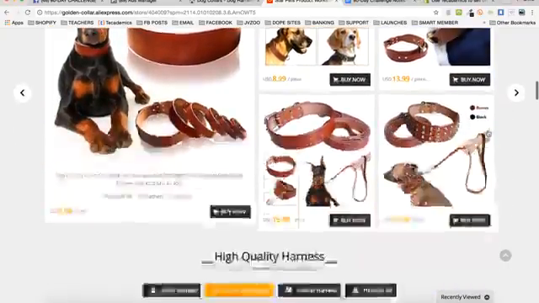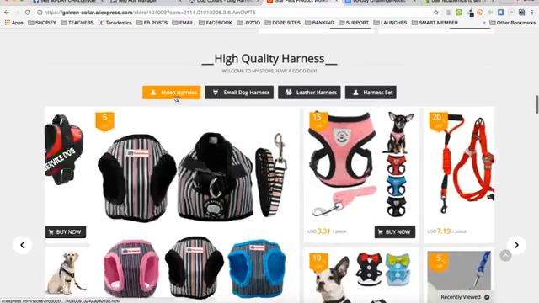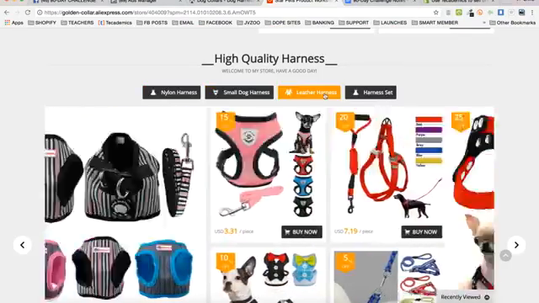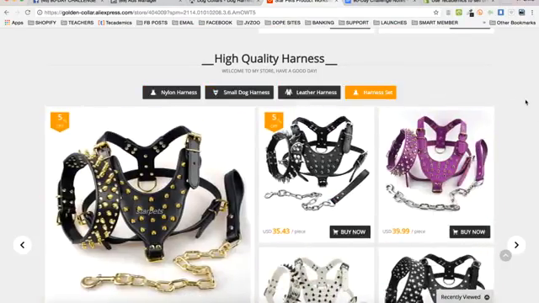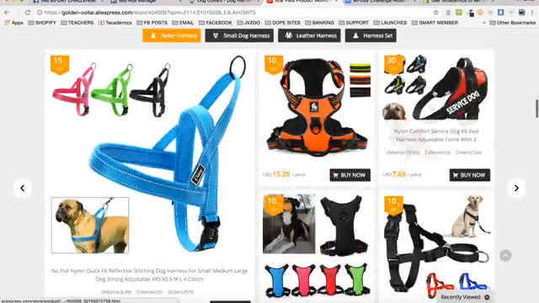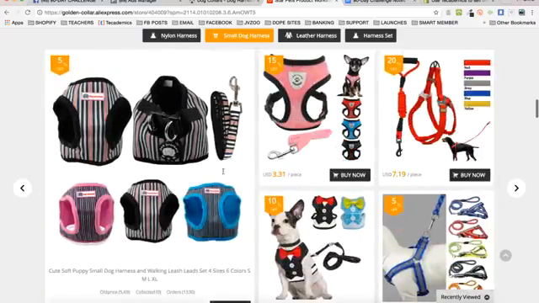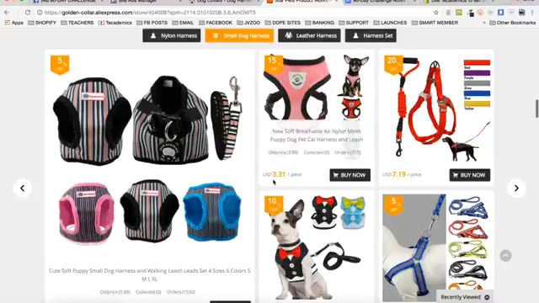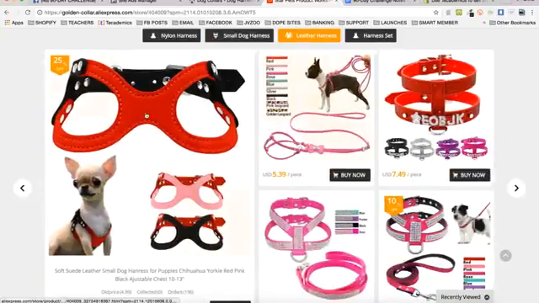You can feature all of this vendor's products on your store. Nylon harnesses, small dog harnesses, leather harnesses, harnessettes. You can resell all of this stuff. Look at this right here, service dog harness. It's gonna cost you $7.69, okay? Here's this little small dog harness. This is gonna cost you $3.31, okay?